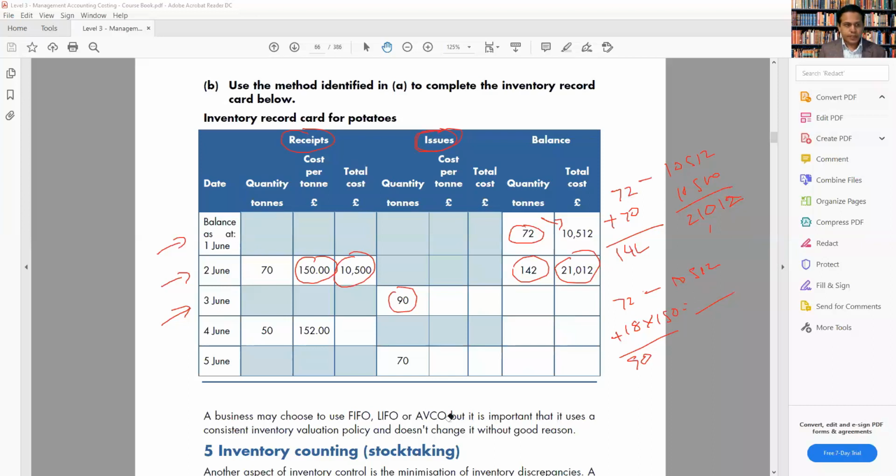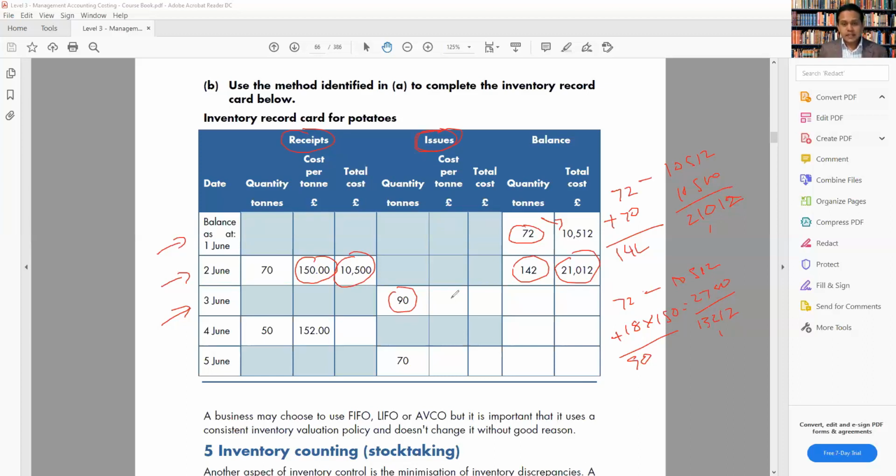Okay. So 2,700, plus 10,512, that will be 13,212. So this is the issuing value for this 90 units. Any question from here for anyone? It's okay, Nazia. Any question anyone has before we move to the next step?